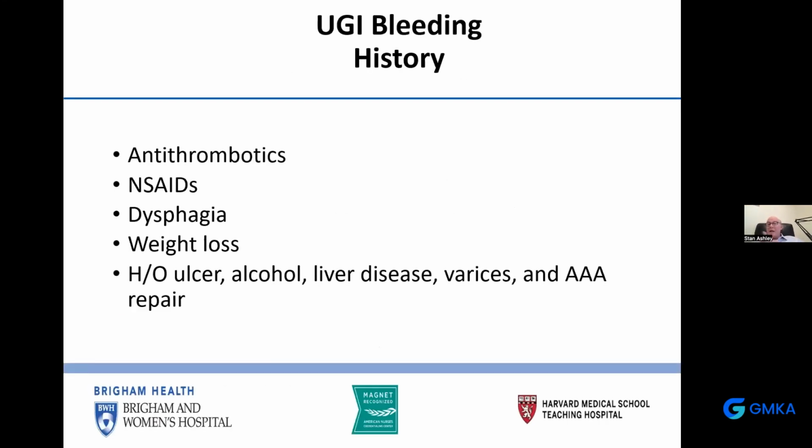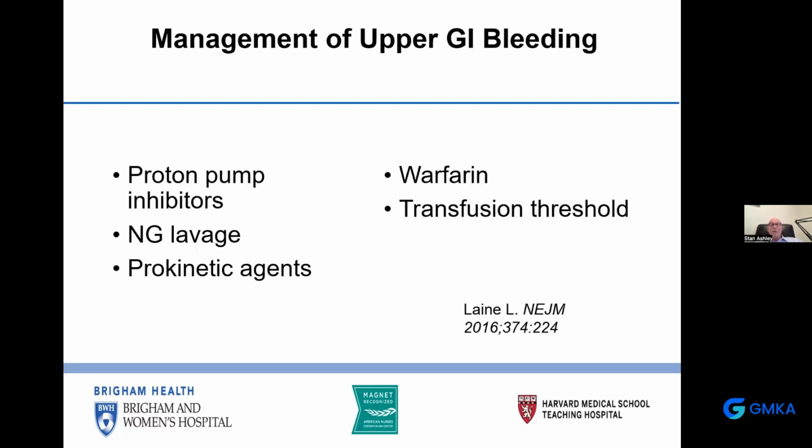So then taking a history of things that are important, whether they're on Coumadin or other antithrombotics, non-steroidals, dysphagia might suggest a malignant source. If they've had weight loss, again, you worry about a malignancy. Obviously, a history of ulcer, liver disease, varices points you in that direction. Heavy alcohol consumption. And if they've had an aneurysm repair, thinking about an aortoduodenal fistula should be on your radar.